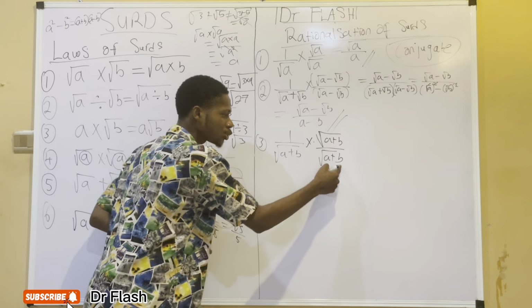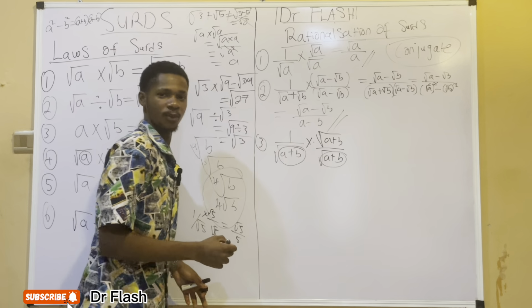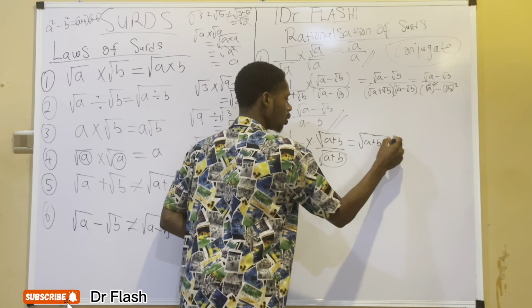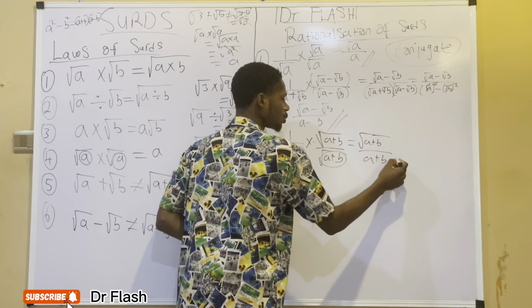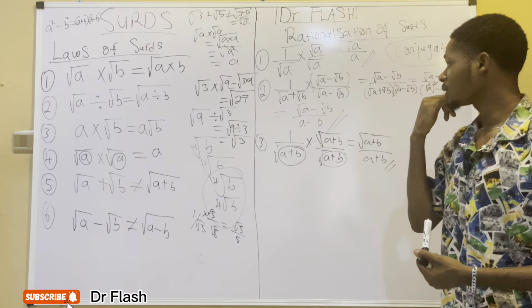So if we multiply these two, they are exactly the same, we are going to pick a plus b inside of it. So the numerator becomes what now? Square root of a plus b, divided by what now? a plus b. Okay, so that is how problems of rationalization are tackled in Surds.